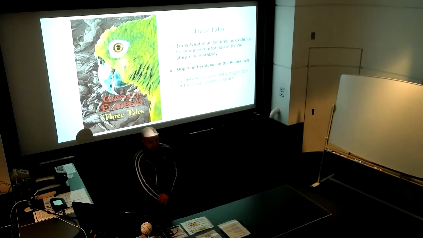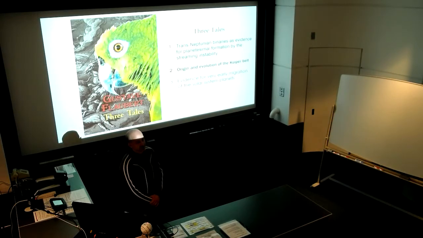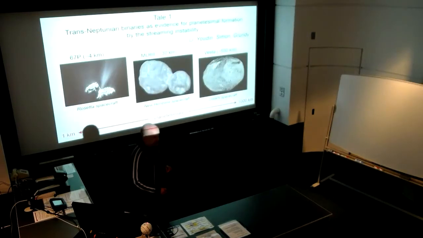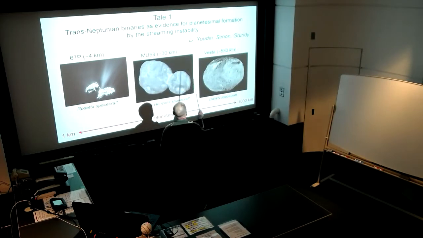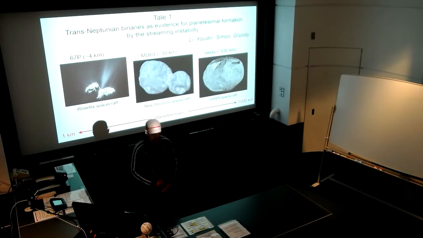So this talk will be divided in 3 parts. I will talk about the evidence we have from the trans-Neptunian binaries about how planetesimals formed. The second part will be origin and evolution of the Kuiper belt. In the third part, I will discuss the planetary migration and what constraints we have on when exactly the planetary migration in the outer solar system happened. So these are some of the people that made major contributions to this part.